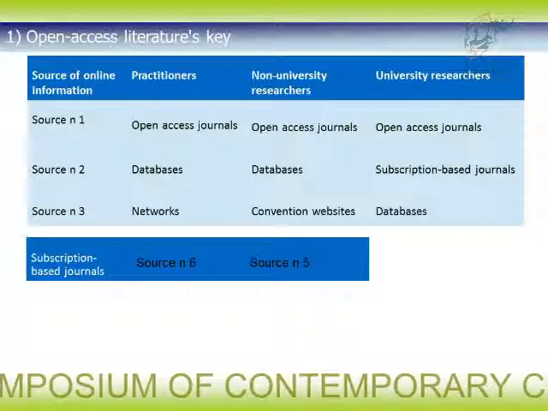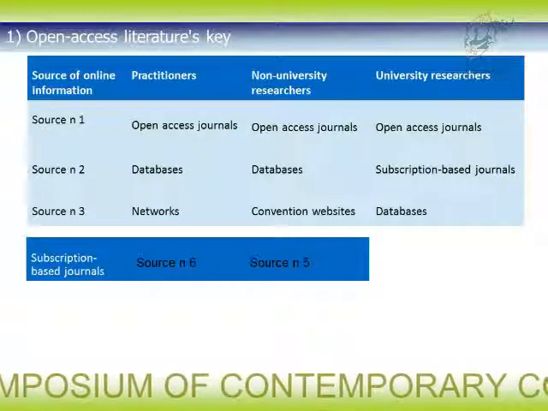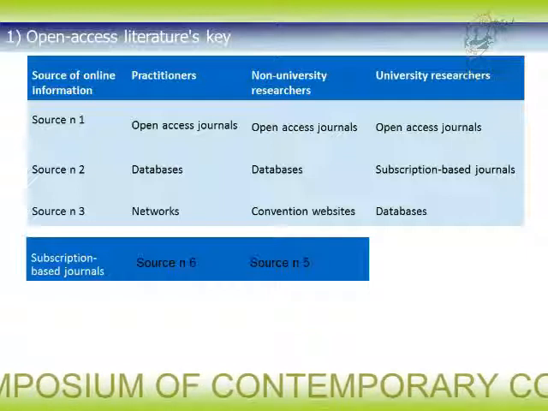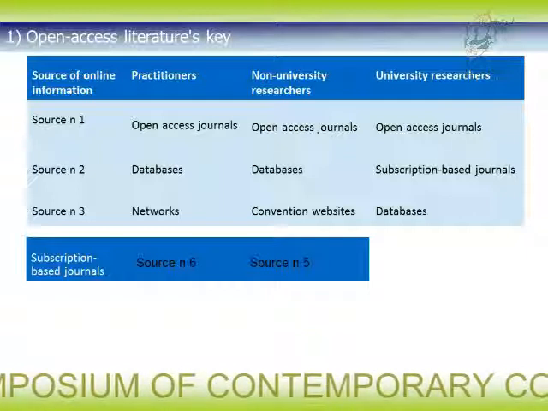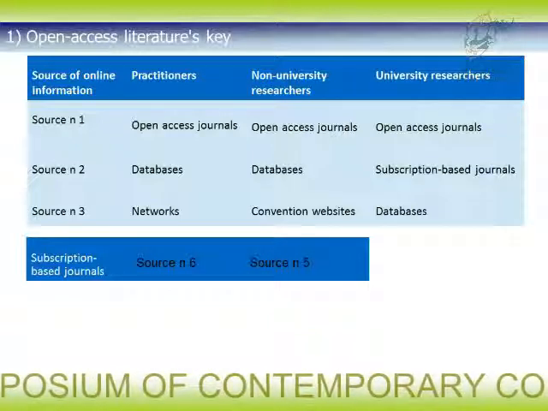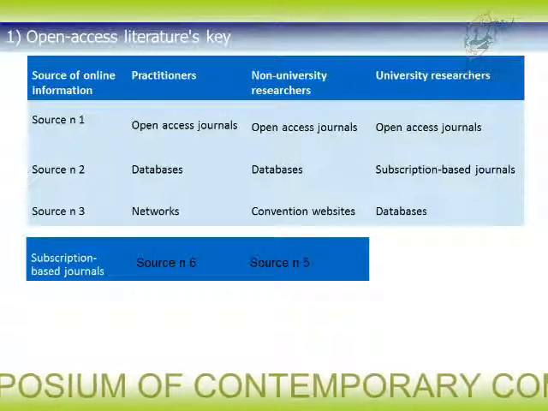And clearly university researchers rely more on peer-reviewed literature than the others. And subscription-based journals come as a really low source for the two others, which is clearly linked to the price, but we'll talk more about the barriers with Jessica later on.